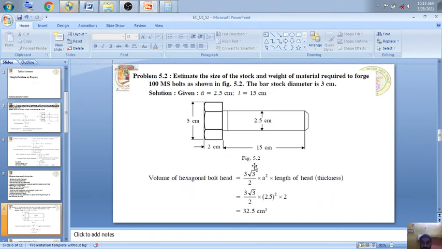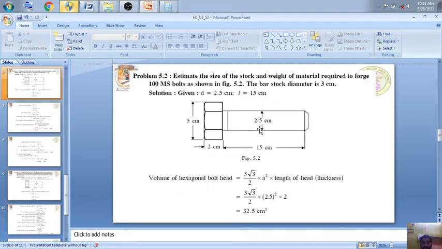This is only for the head portion. So 3 root 3 by 2 into a square, where a is 2.5, multiplied by the length of the hexagonal head, which is 2 centimeters. You can see in this problem, d is not equal to t here, so it will be given in the problem. So 2.5 square into the length of the hexagonal head, 2 centimeters. So the total volume of this portion is 32.5 cubic centimeters.